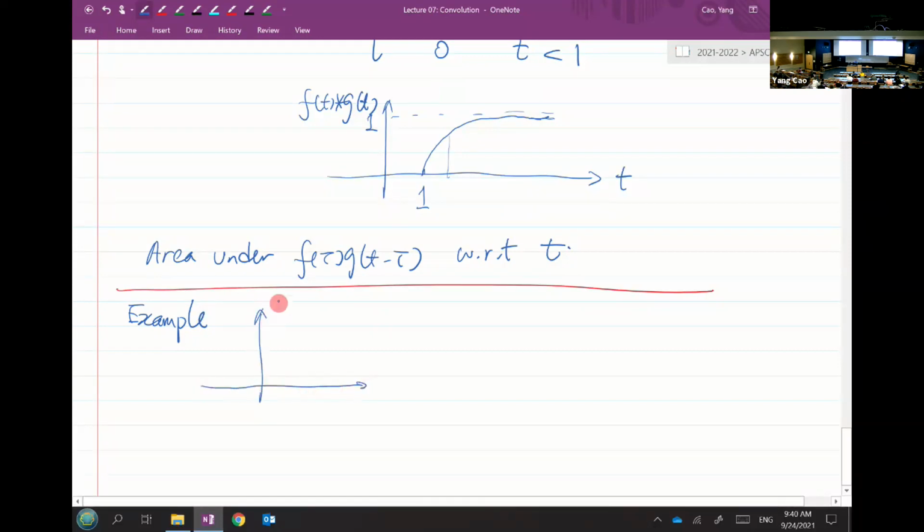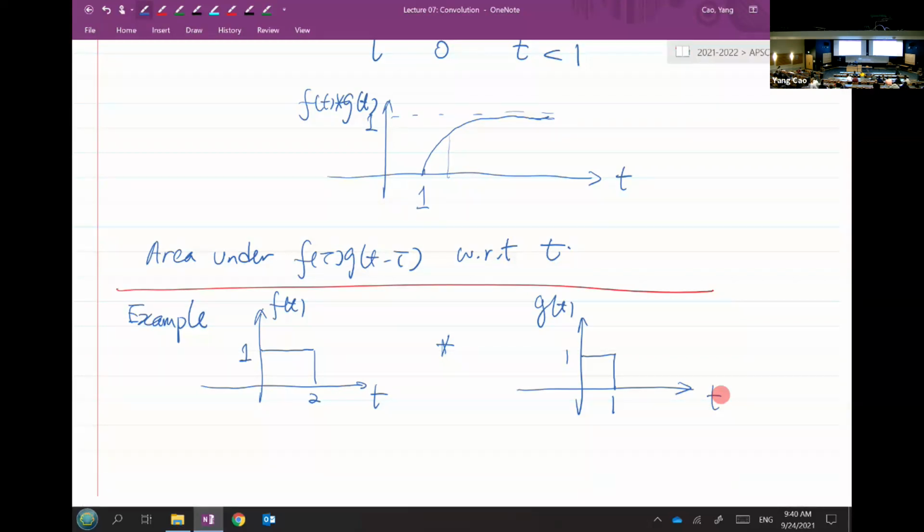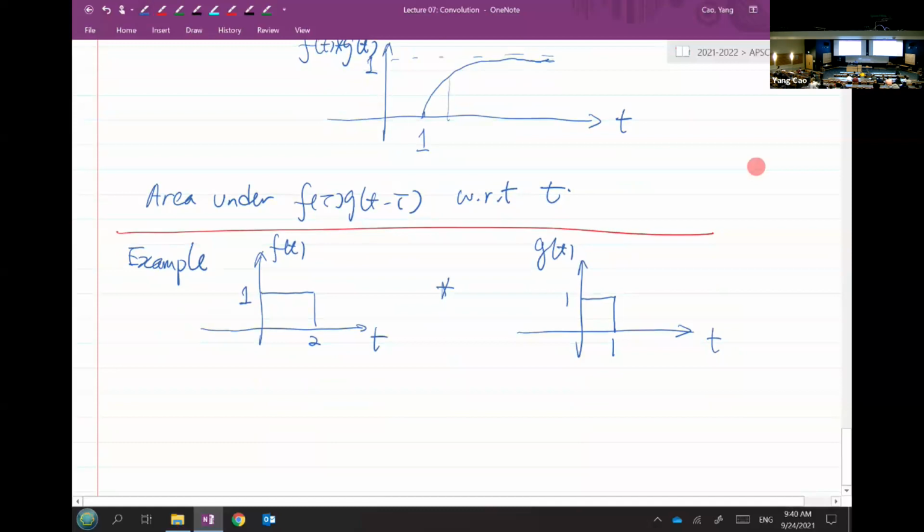So let's consider this graphic here now. All right, so let's say I have two functions, g of t and f of t, which are two boxes. Two boxes here. I'm convolving the two boxes and seeing what that produces. I'm going to follow the graphic approach.